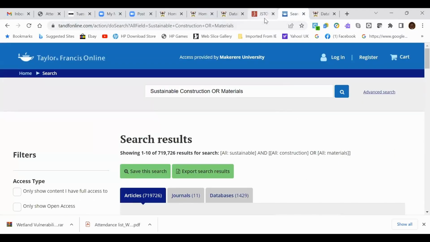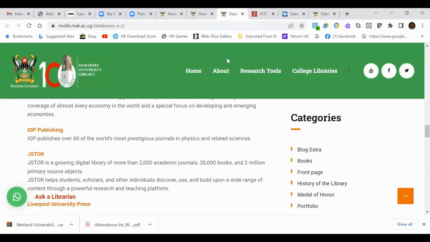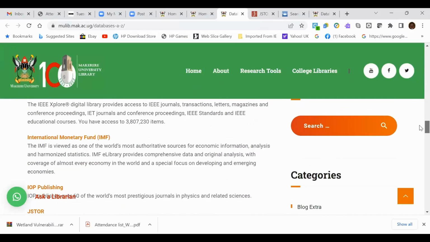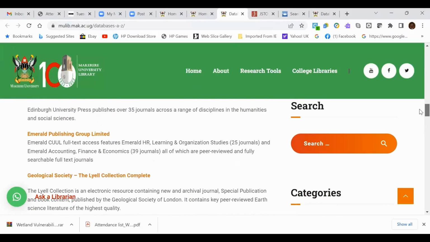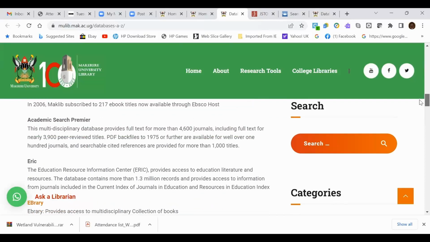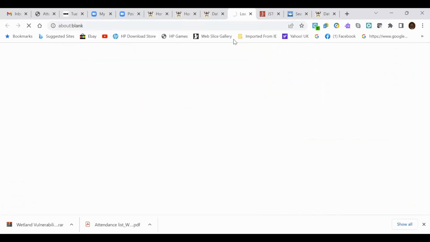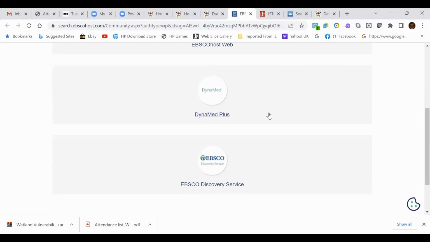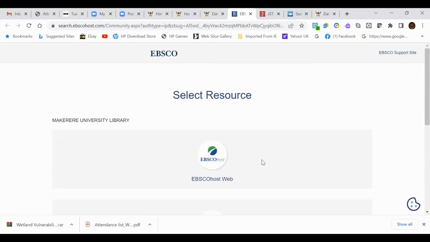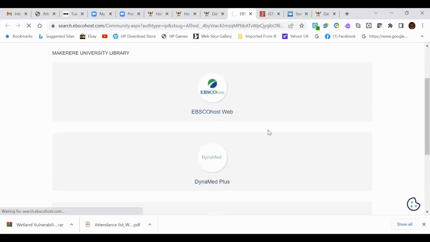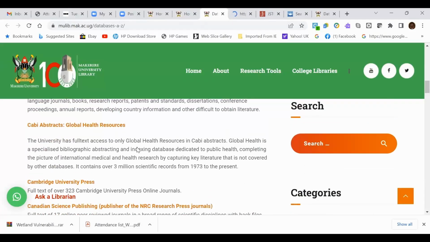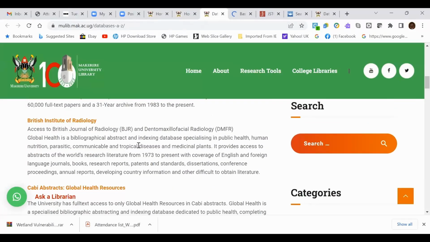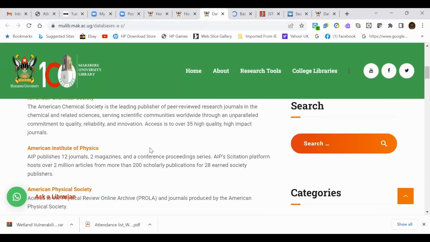This is Taylor and Francis. We looked at JSTOR. EBSCO is also another famous one, especially for us in the built environment. EBSCO Host. As you can see, it really tells you Makerere University Library. So that's how you leverage it, and you just have to go in and do your search. Yeah, so this is the host of databases that the university subscribes to.